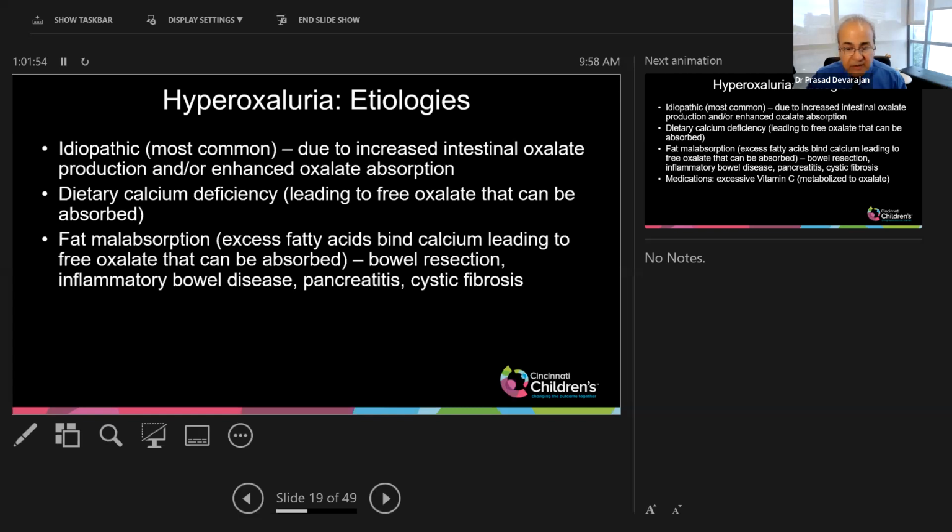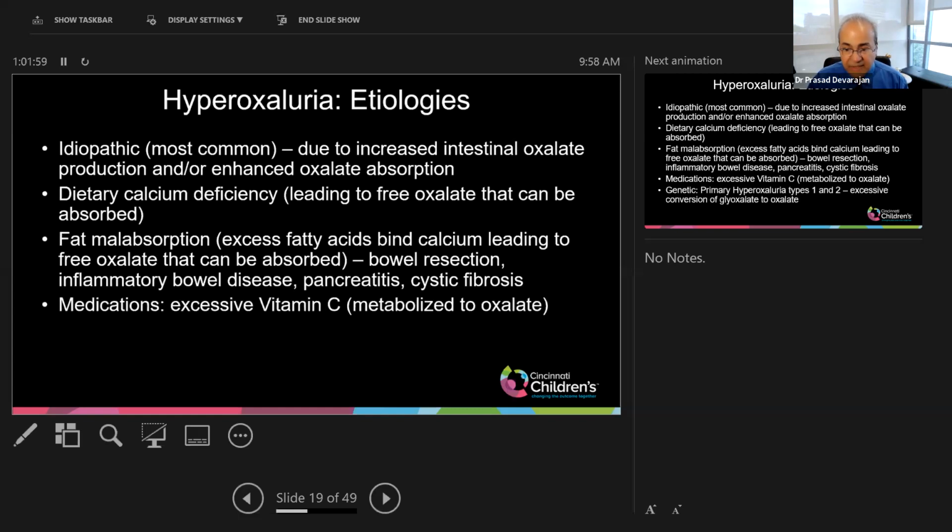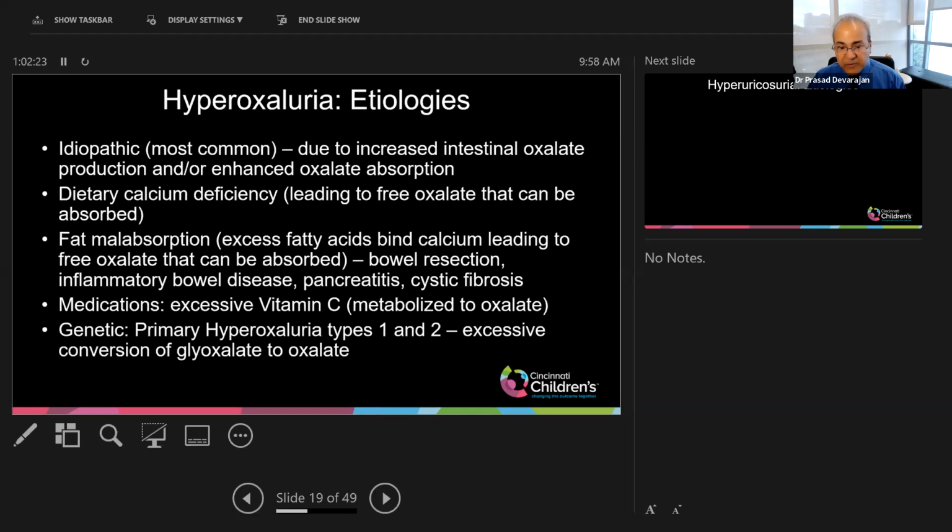A couple of medications. Everybody in the COVID era is taking excessive vitamin C supplements, and we're seeing a lot of kidney stones from that. That's because, as you all know, vitamin C is directly metabolized to oxalate in the liver, and that leads to excessive oxalate in the blood and in the kidney. And there are, like I said, very rare genetic causes, primary hyperoxaluria, type 1, 2, and now 3. Those are specific mutations in the liver cell that cause excessive oxalate excretion from the liver.